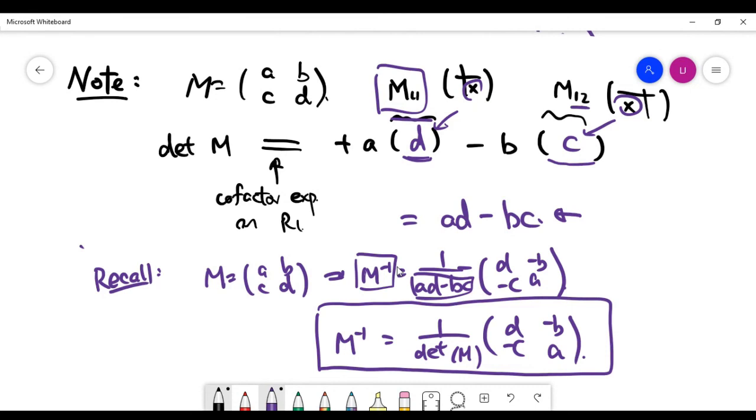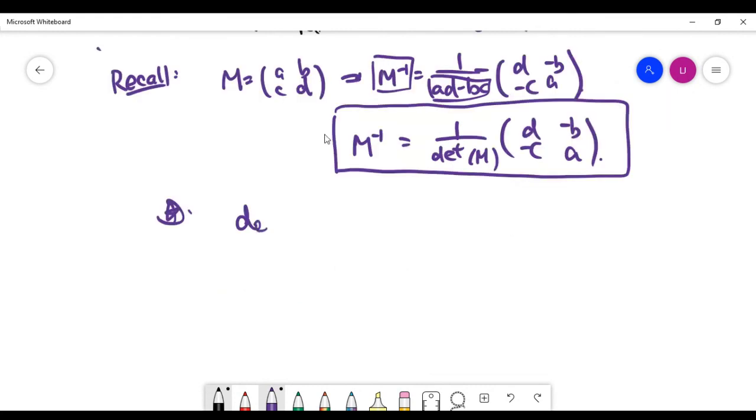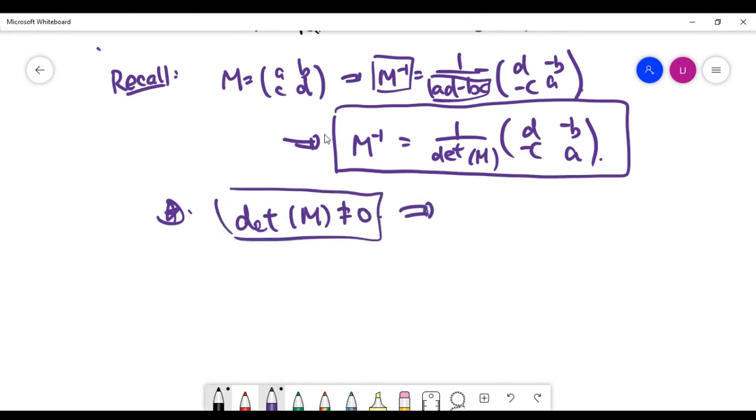Can you tell me under what condition on the determinant of M we will get an invertible matrix M? For this formula to be well defined, the denominator in the scalar should be non-zero, right? So you see, it essentially means that when the determinant is non-zero, the M inverse exists. Or the other way to say it is that M is invertible.